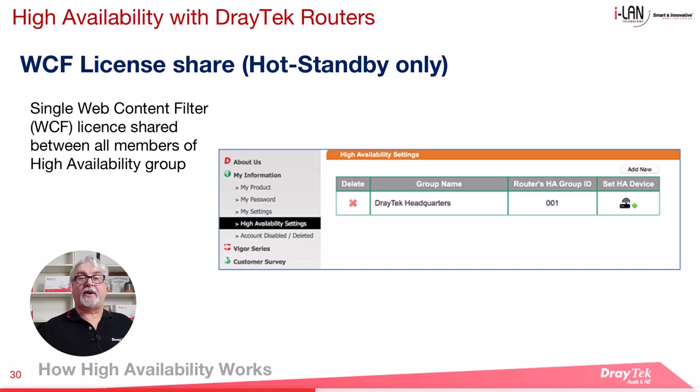Another feature of DrayTek's high availability hot standby mode is that a single web content filter WCF license can be shared between all the members of the high availability group. At any one time, only the primary router can use the license, but if the primary fails and the secondary router takes over, it'll automatically register to MyVigor and continue to provide web content filtering. But that only works in hot standby mode, not active standby mode.